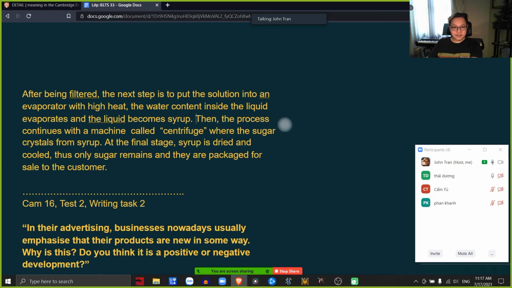Okay, then the process continues with a machine called centrifuge. Chỗ này bạn lại đúng nè. Dùng A với the, chưa có hiểu rõ cái chuyện dùng A với the nè. Here she used A. Here's a good one because she mentioned centrifuge machine for the first time. Bạn nêu ra cái chữ machine centrifuge này lần đầu tiên, cho nên dùng A là đúng nè. Nhưng mà bạn vẫn chưa hiểu rõ được cách dùng A và dùng the.